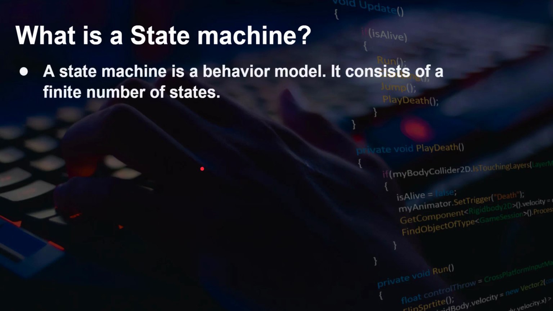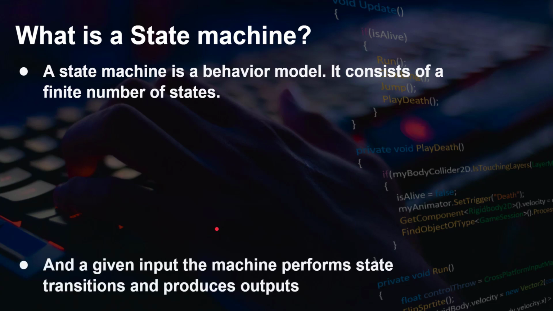So a state machine is a behavior model. It consists of a finite number of states. So behavior model, just like we have the idling, just like we have the running and the dashing, these are behavior models and they are finite. So we always need to know how many states we have. And given an input, the machine performs state transition and produces outputs. So just like we have the transitions between the animations in the animator, so does a state machine have transitions. So that's why the animator is the perfect tool to create this state machine.